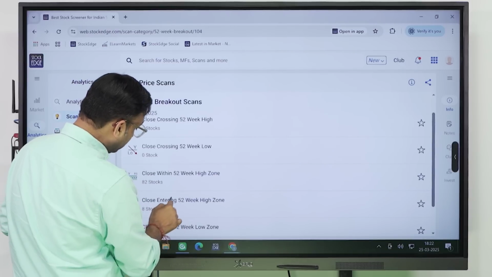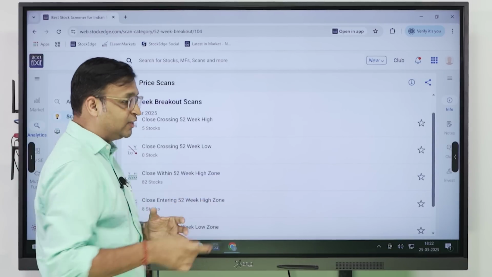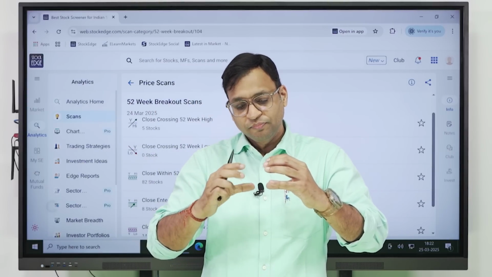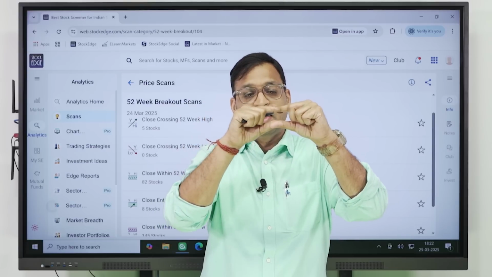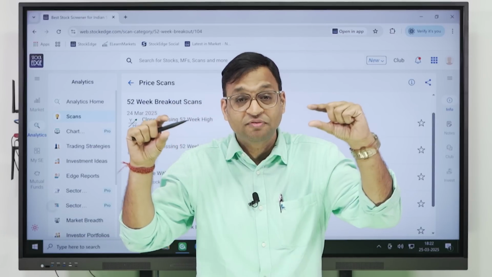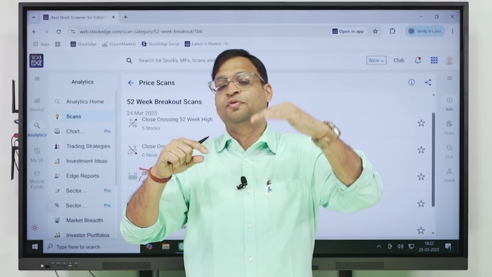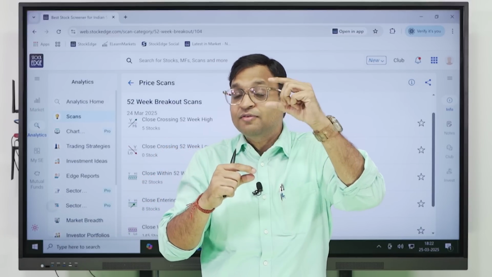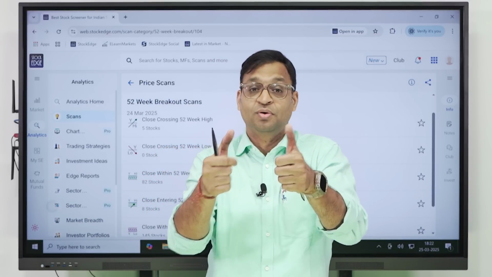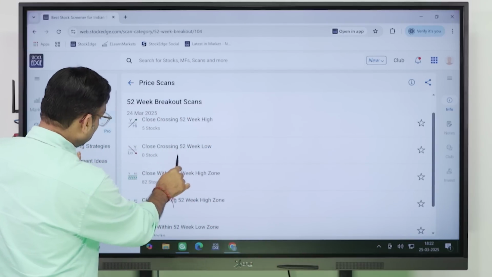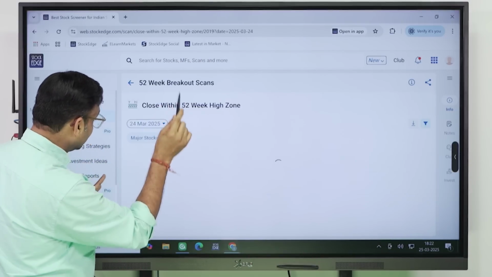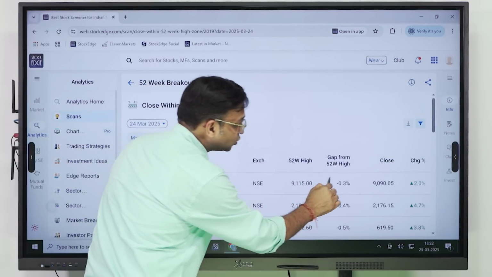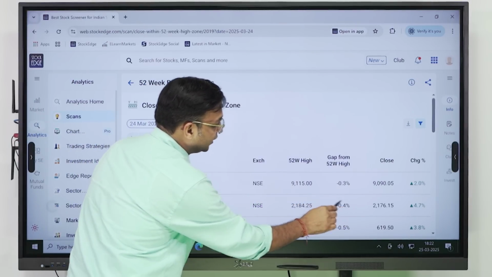Let's see. Close entering 52-week high zone. Now, what is this entering 52-week high zone? It's basically the 52-week high and a 15% range of that 52-week high. So suppose the 52-week high is 100 and the stock is trading between 85 and 100, it's a strong stock. Okay, so let's see stocks which are within the 52-week high zone. These are the stocks which are within the 52-week high zone and almost at a 52-week high.